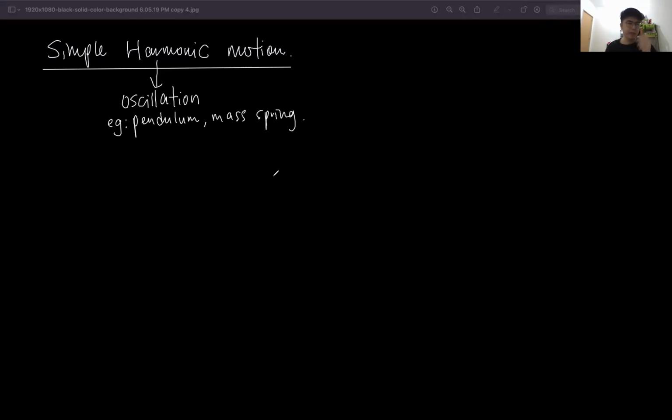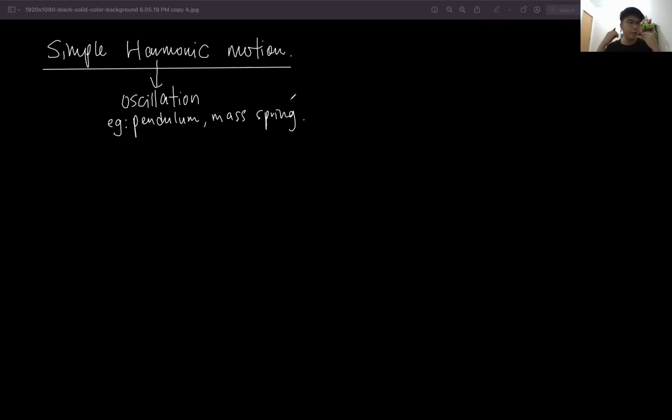Anything else? I can also say tides, right? Water tides, yes. Or a piston in a car engine also moves back and forth, up and down. So these are the examples of harmonic oscillations, simple harmonic motions.